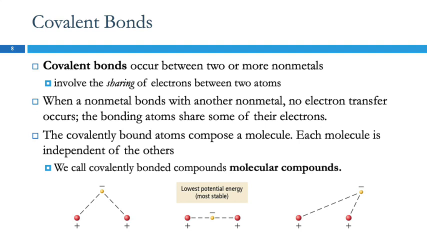So the covalently bonded atoms become a molecule. So here we have the nuclei of two different atoms, and if they're sharing this electron that's off to the side, you don't get as much attraction as when that electron is right between. And so this will maximize the attraction and pull those two atoms together. Covalently bonded compounds are called molecular compounds because they have molecules.